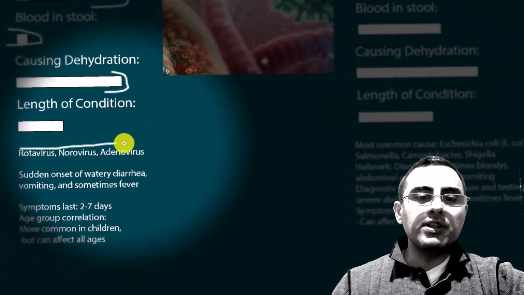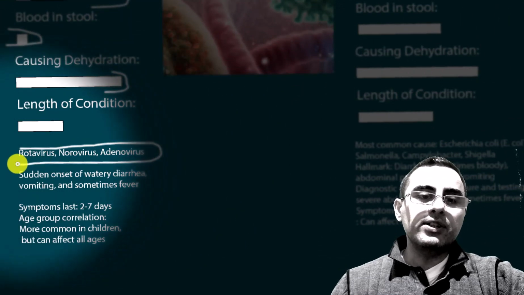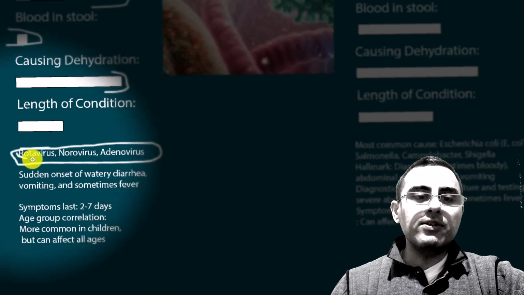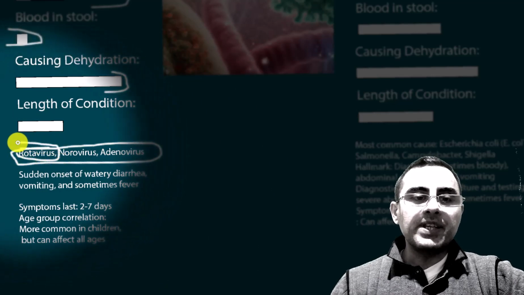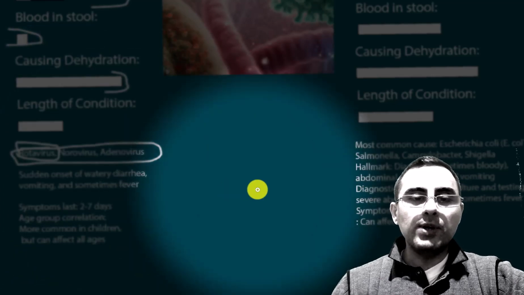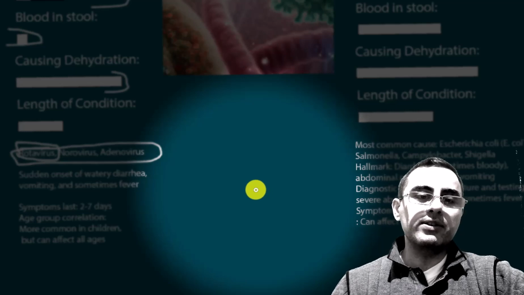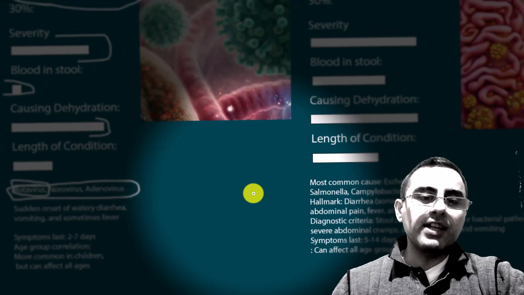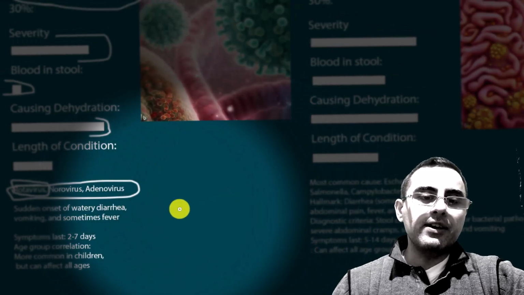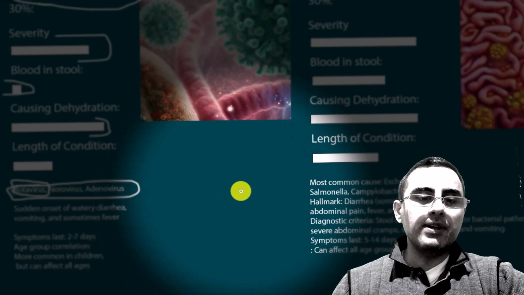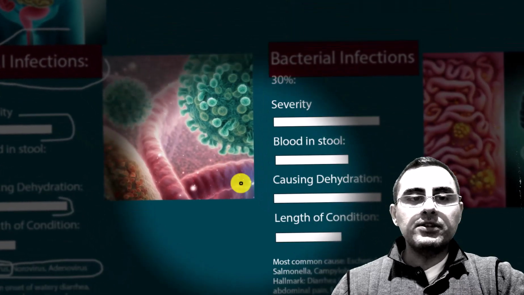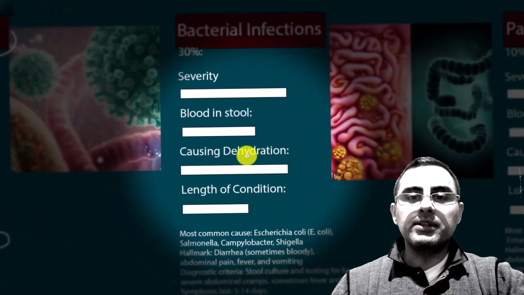The most common viruses which can cause diarrhea are rotavirus, norovirus, and adenovirus. Rotavirus is especially important in children, and we have vaccination against rotavirus. Viral diarrhea usually has sudden onset, watery diarrhea, vomiting, and sometimes fever. Symptoms usually last 2 to 7 days. It can affect any age group, but is more common in children.